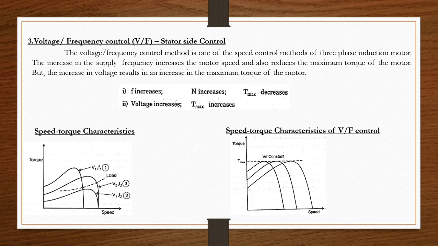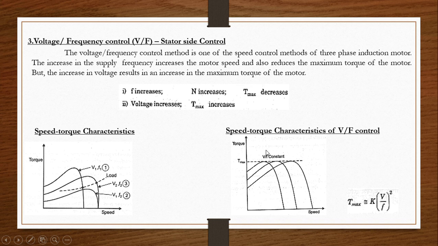Students should understand that whatever the changes occurred in the supply voltage and supply frequency, the maximum torque is not constant. With the change in voltage and frequency, maximum torque also gets changed. Look at the second graph. It is also speed torque characteristics of V by F control, but here the V by F ratio is maintained constant. In this case, we have taken three various cases. Whatever the changes in voltage and frequency, there is no change in the maximum torque.